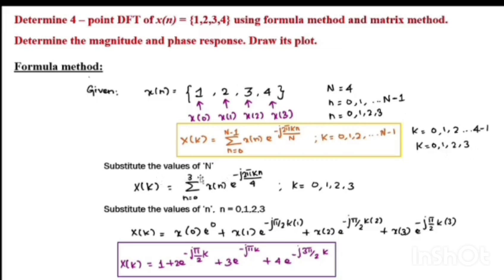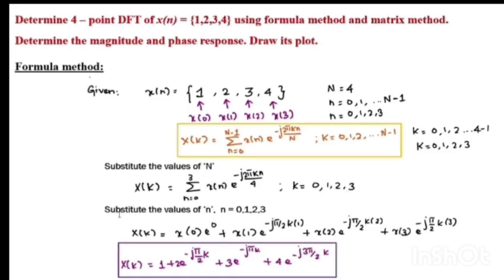Firstly, we are going to substitute the value of capital N in this formula. Where capital N is there in this formula is in the summation, and here in the power of e. So when I substitute the value of N, that is nothing but 4, the equation will become summation n equal to 0 to 4 minus 1, that is 3, of x of n e power minus j 2 pi k n by capital N, that is 4, provided k is equal to 0, 1, 2 and 3.